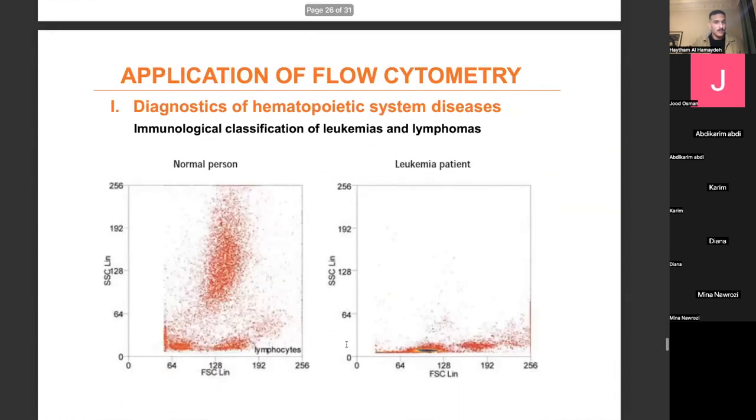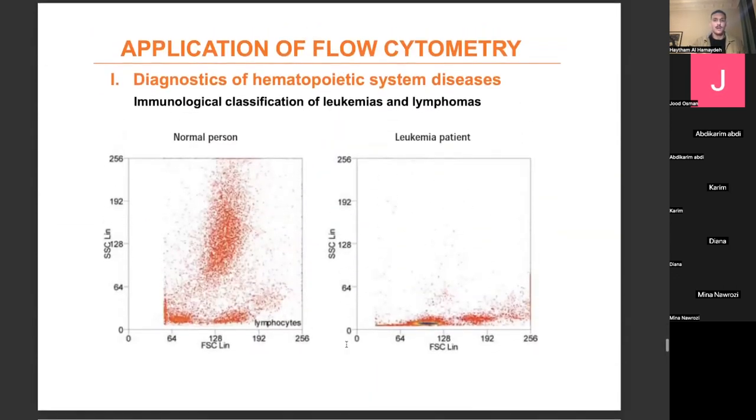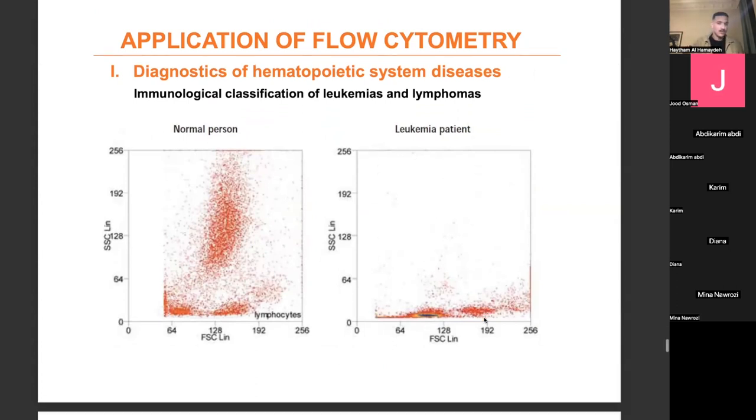For the rest of the presentation, it's basically telling you how we are able to use flow cytometry in medicine. Can we find leukemias? Can we find lymphomas? In a normal person versus leukemia, which means no cells, you will find a low concentration of cells. Wow, we don't have cells. Khalas, we can use it.